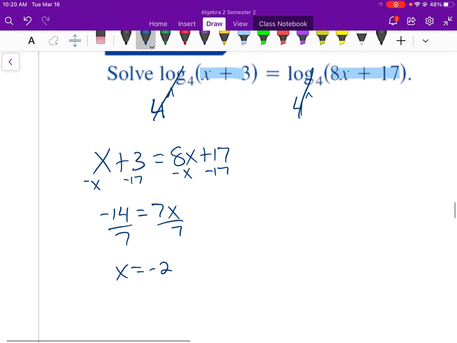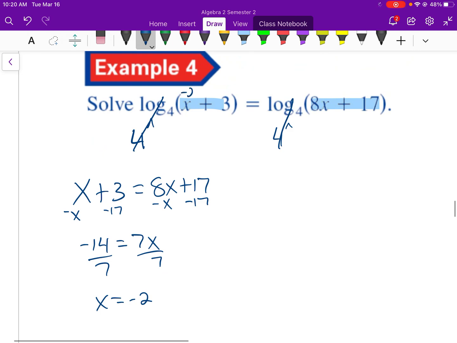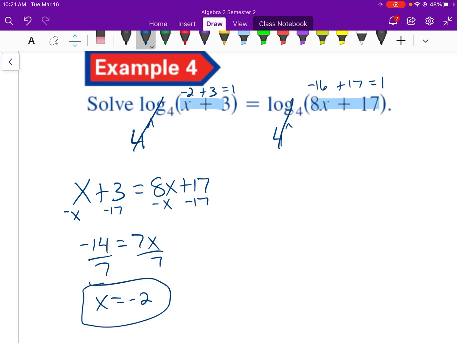Now, check your answers. Negative 2 plus 3 is equal to 1. 8 times negative 2, so negative 16, plus 17 is equal to 1. Log base 4 of 1 should equal log base 4 of 1. So we are good there.